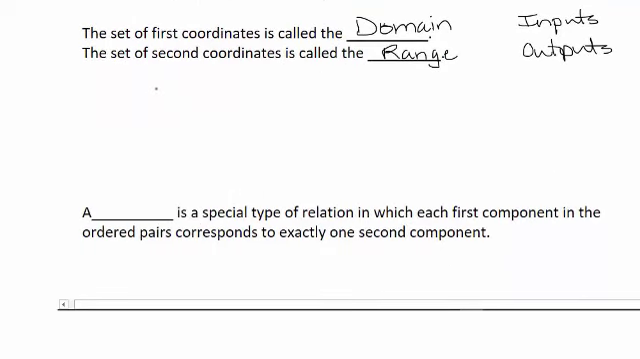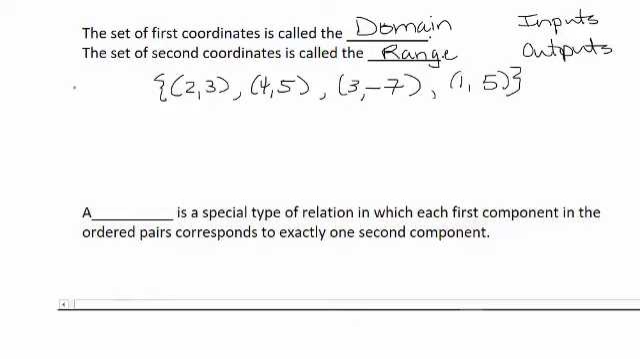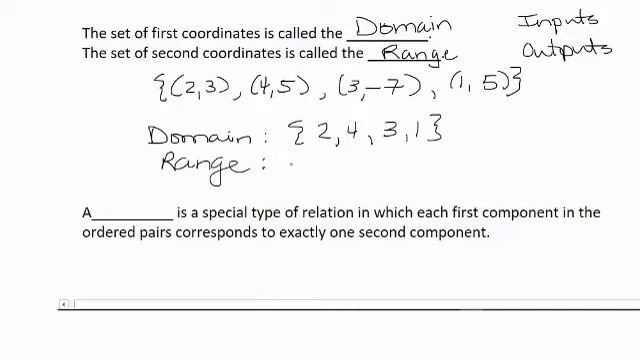If, for example, I wanted to find the domain of the relation that includes (2, 3), (4, 5), (3, -7), (1, 5), this is my relation, then my domain would be just a set containing all the x coordinates, like 2, 4, 3, and 1. Order doesn't matter. And my range would consist of all the y coordinates, which would be 3, 5, -7. I have 5 again here, but I don't need to list any of the elements twice. It's enough to list them once. 5 is in the range. That's all we need to know. So that's how we find domain and range.